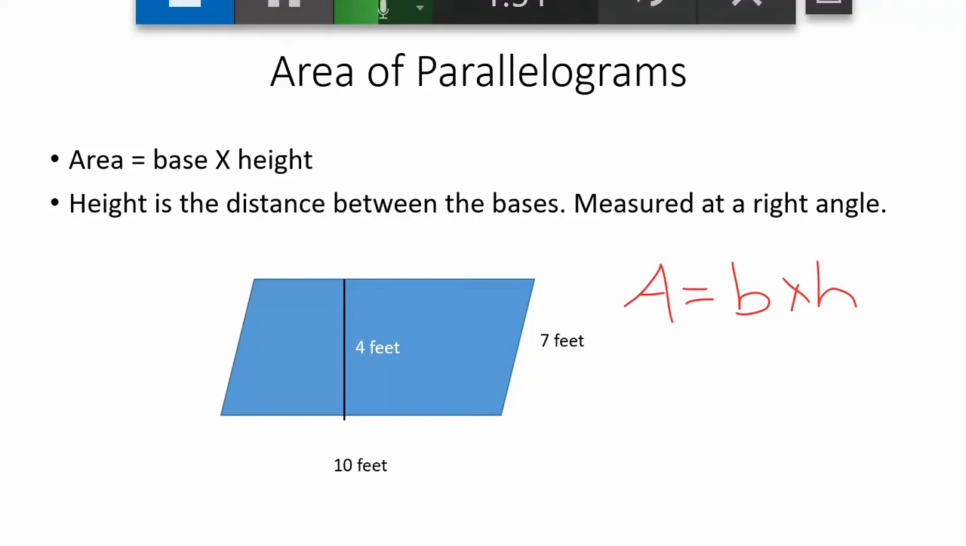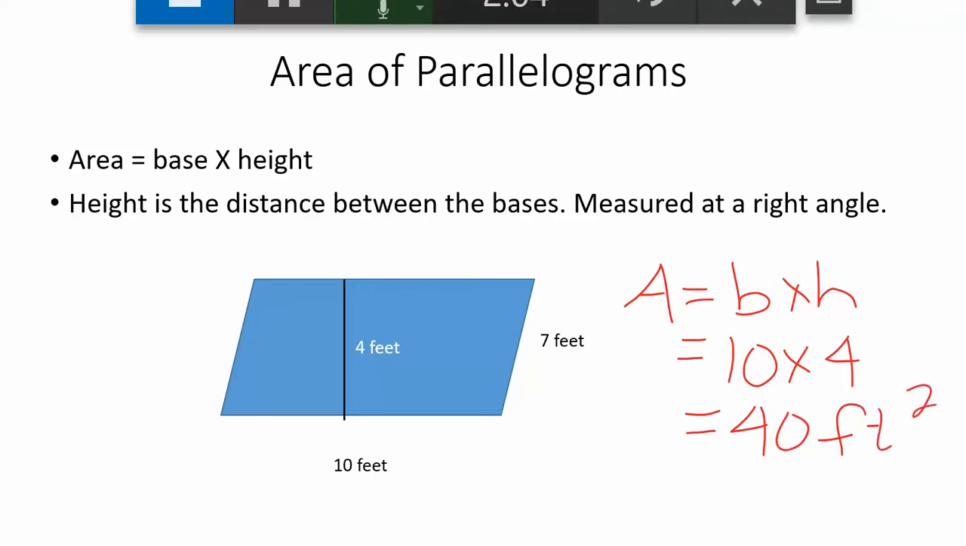For my area, I will take base times height. My base is 10 feet times my height is 4 feet. So base times height is 40 feet squared.